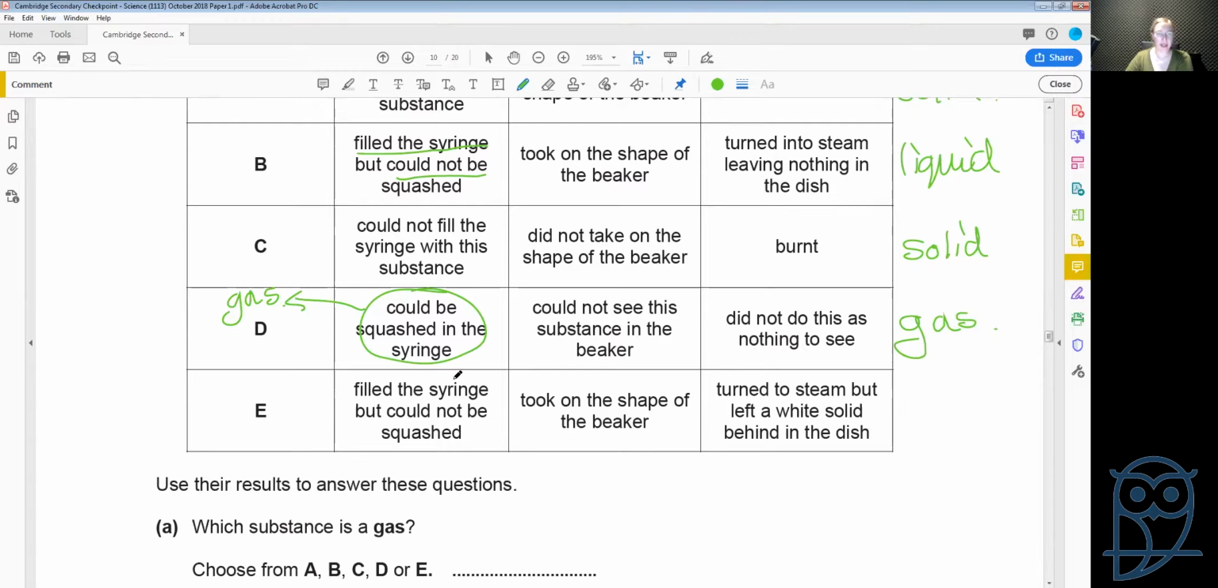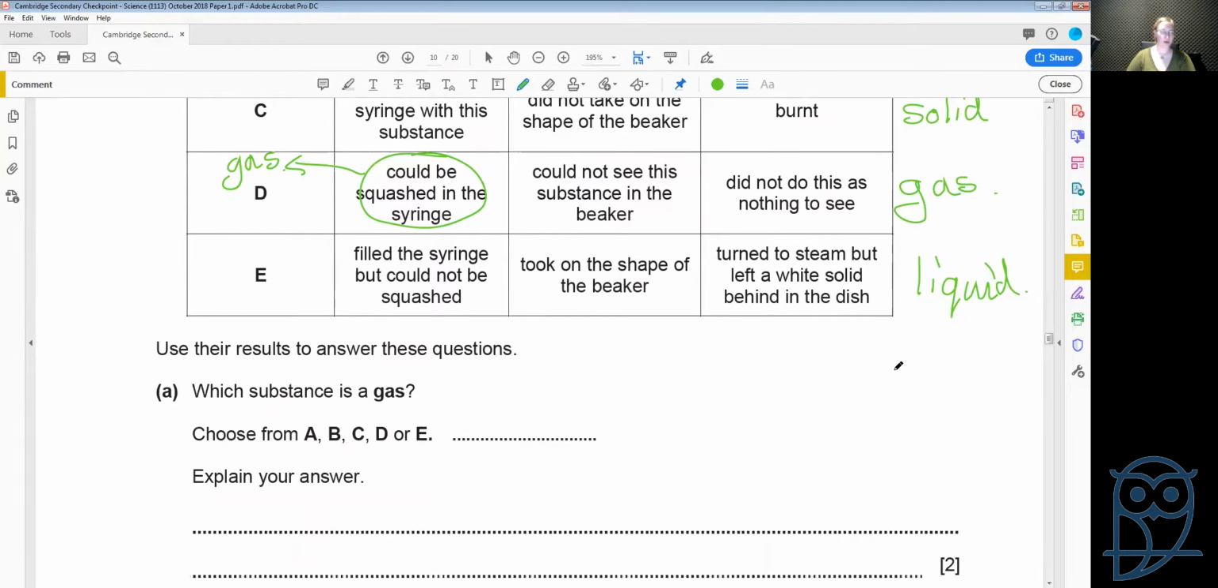Number E says they filled the syringe, but it could not be squashed. So again, this looks the same as that one. So this is probably a liquid. It took on the shape of a beaker. It turned to steam, but left a white solid behind in the dish. So this was probably a solution of some kind. But it's a liquid. Okay.